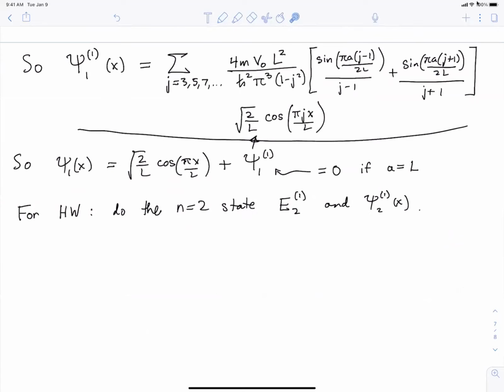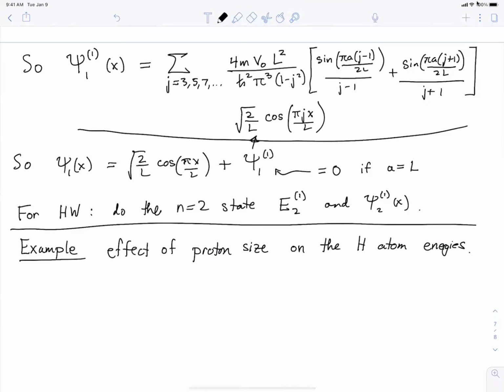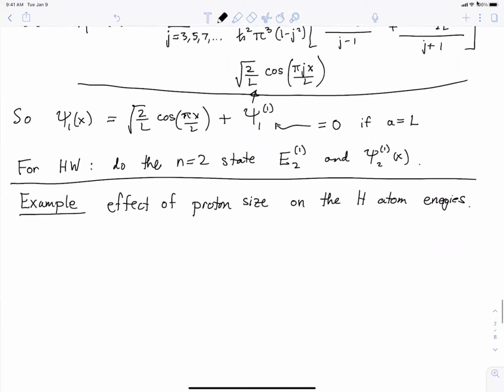All right, so let's do another example. This is a little bit more of a practical example, and this is the effect of the proton size. And by size, I mean real physical size, not mass. That's a different statement. So the effect on the hydrogen atom energies. In this case, we're not even going to worry about the wave function. We're just going to be interested in what it does to the hydrogen atom energies.